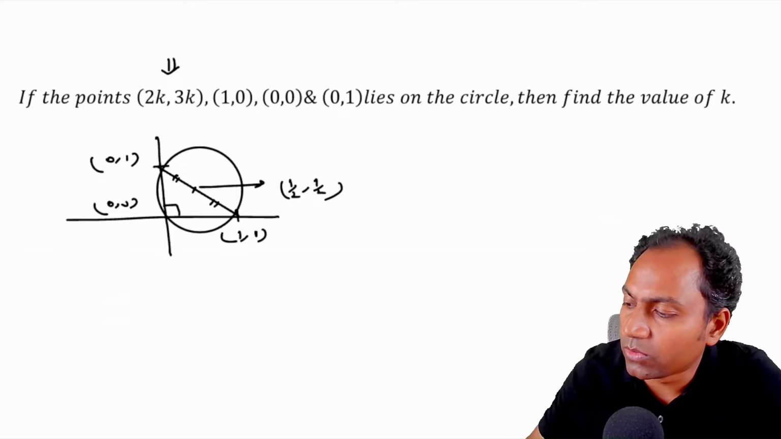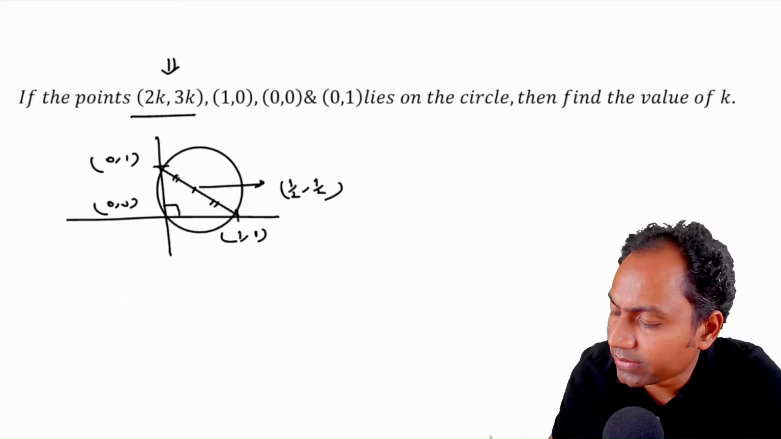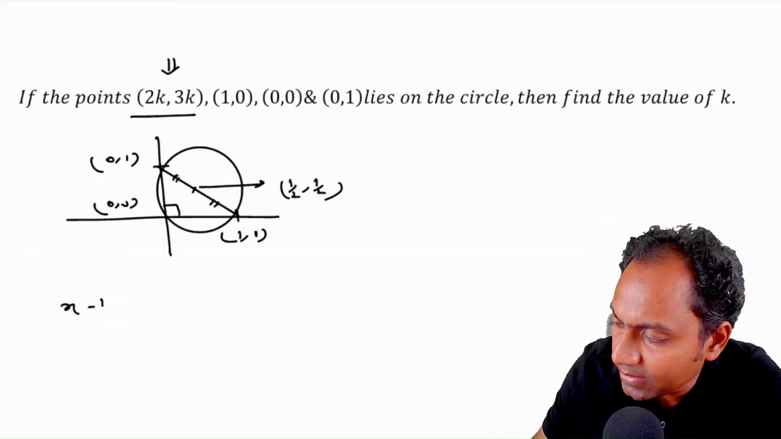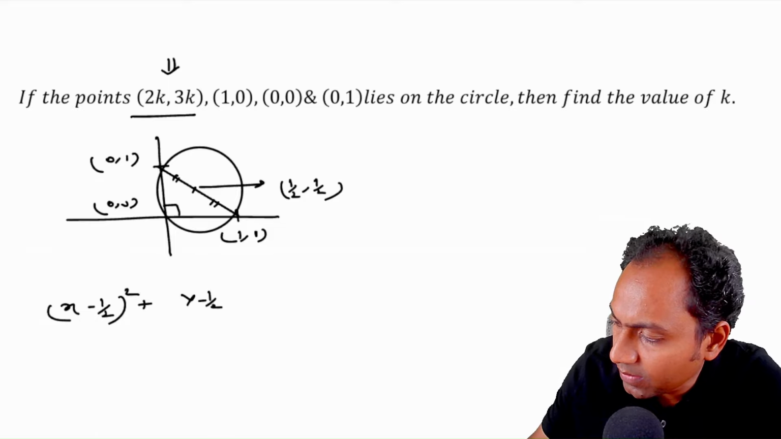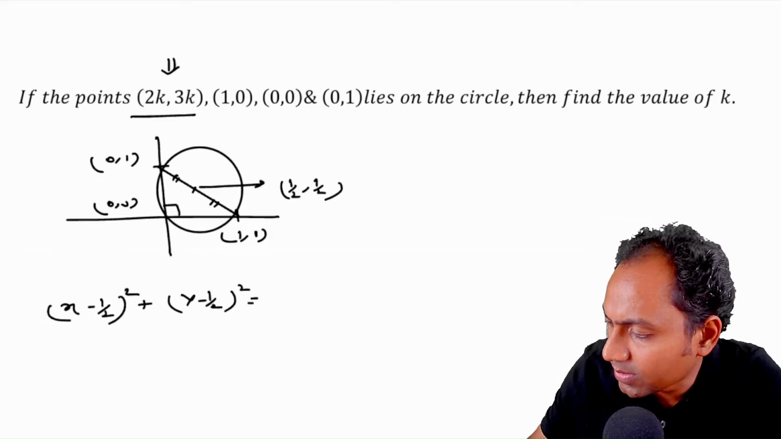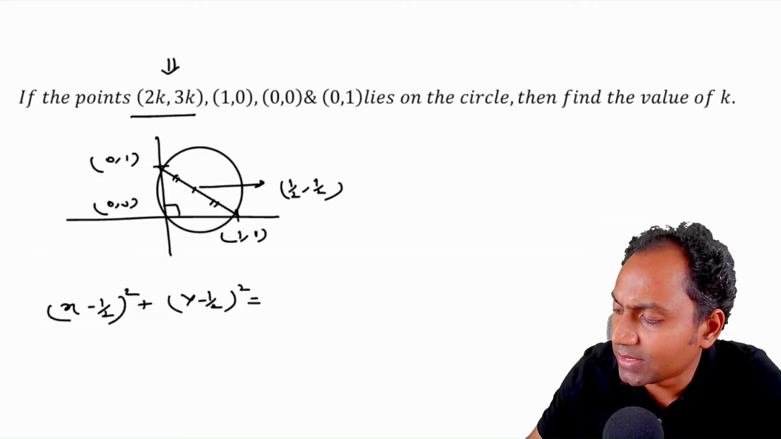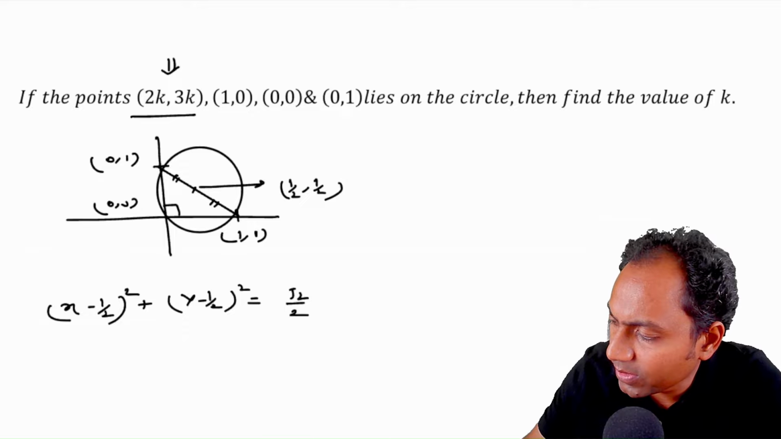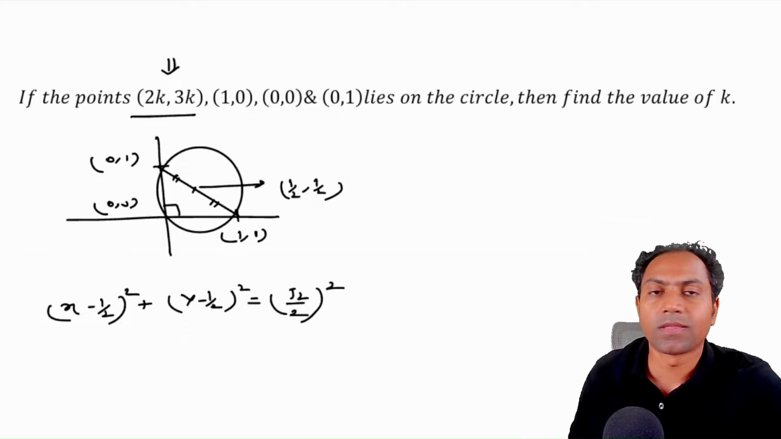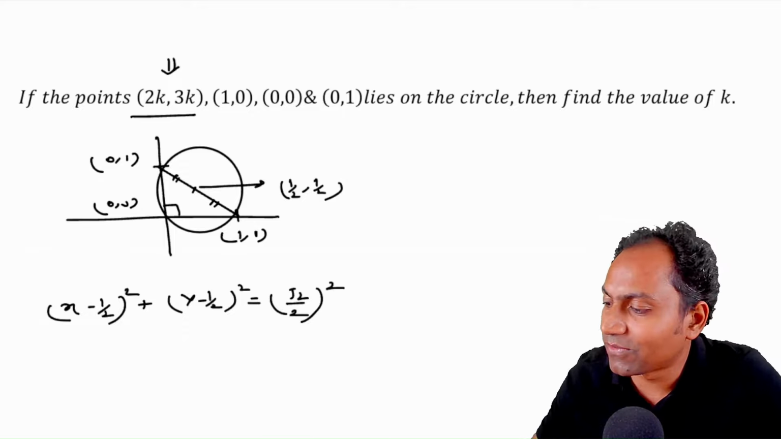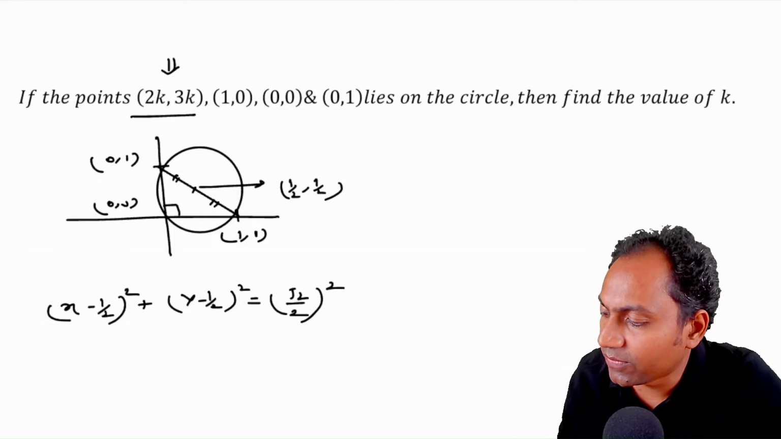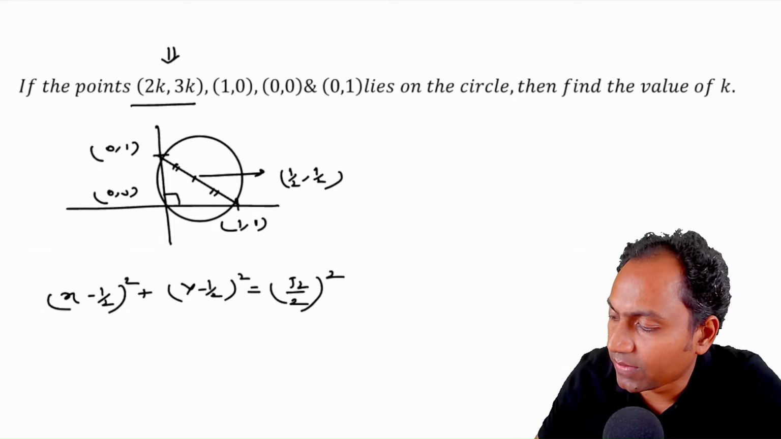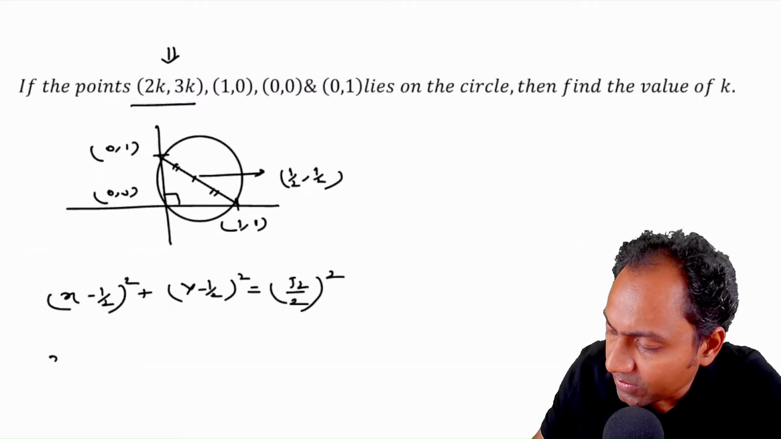So if I want to talk about this next point, I can very easily write the equation of the circle, that is (x − 1/2)² + (y − 1/2)² = r², and we can see that the diameter is nothing but √2. So this becomes (√2/2) raised to the power 2. Now this is what we are getting. And once we have got this, we can put the values of x and y. So let us first simplify and then substitute.